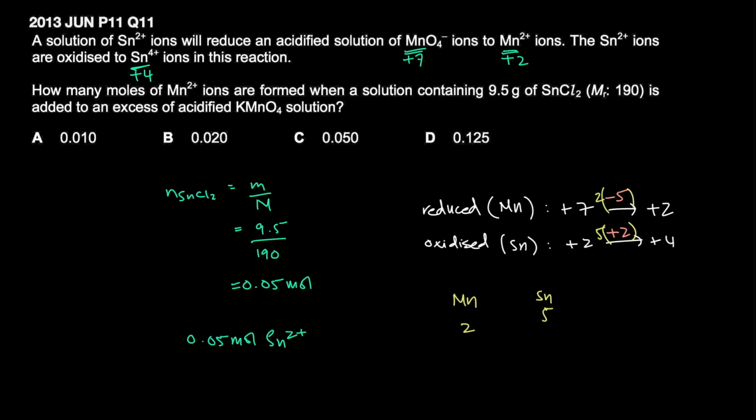And since we've been told that we have 0.05 moles of tin, how many moles of manganese would we have? If we cross multiply, we get n is equal to 0.02 moles. We have 0.02 moles of manganese atoms that would undergo reduction. So therefore, we're going to get 0.02 moles of Mn2 plus ions. So the answer is B.